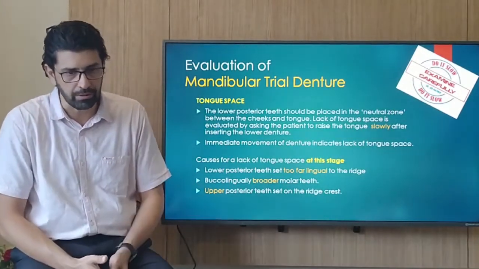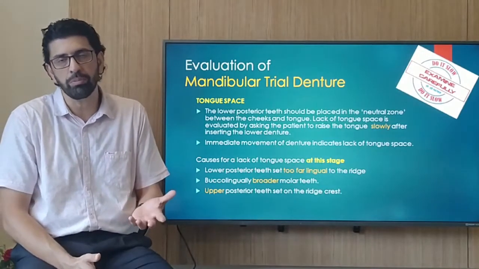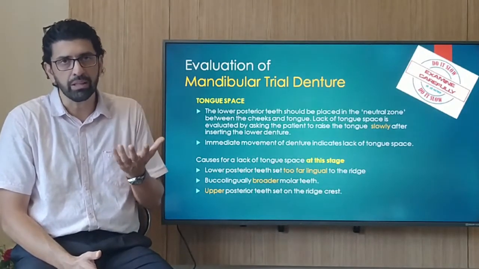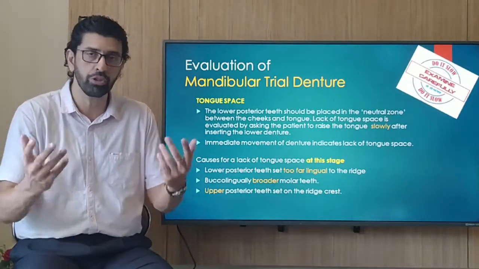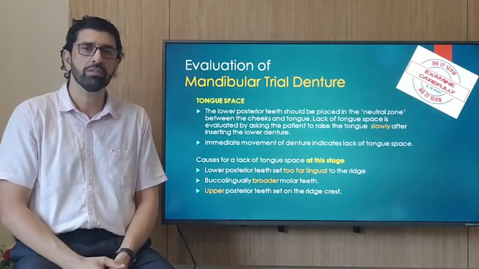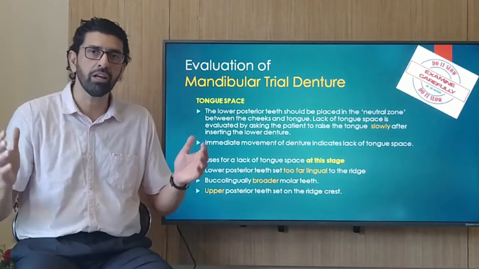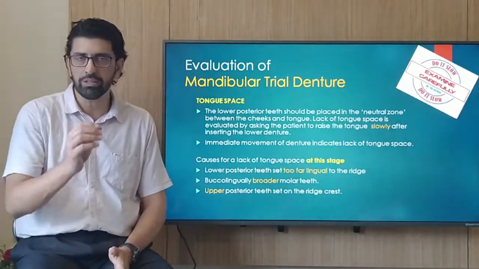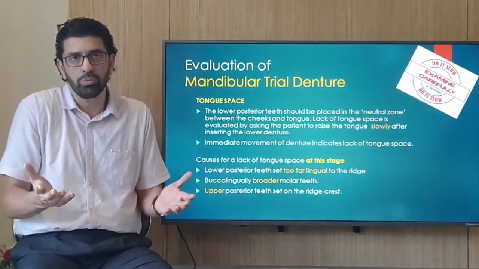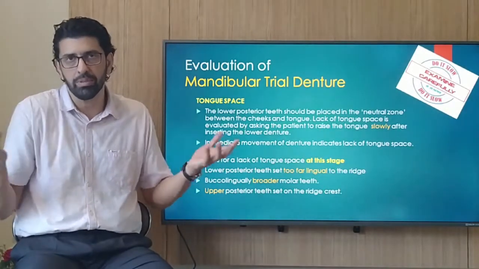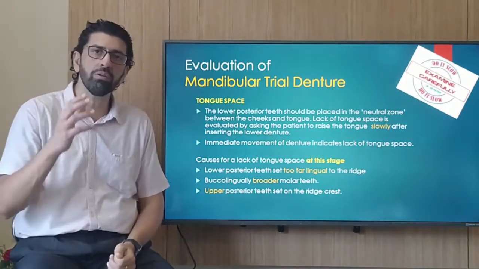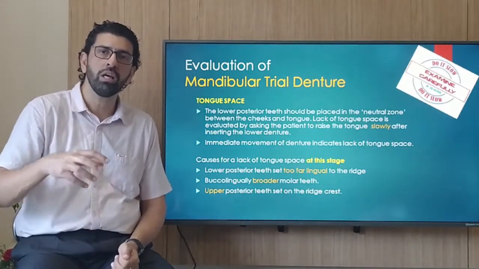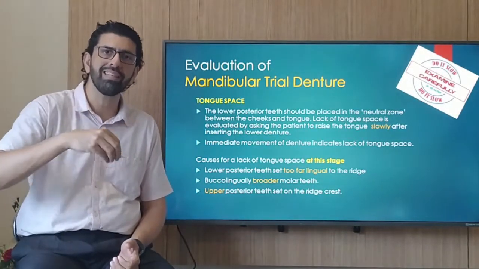So how do we check this, right? We ask the patient to lift up the tongue slowly, and when he's slowly lifting up the tongue, if there's a quick immediate jerk of the denture, especially the posterior portion lifting up, chances are that the tongue space has been compromised. And you can see that very clearly. You can see the tongue trying to lift up and the dentures lifting up with it. So it's very obvious. So what are the usual causes for lack of tongue space at this stage?